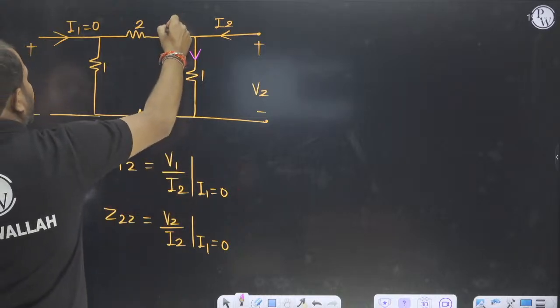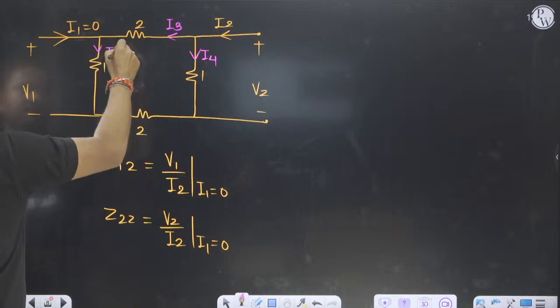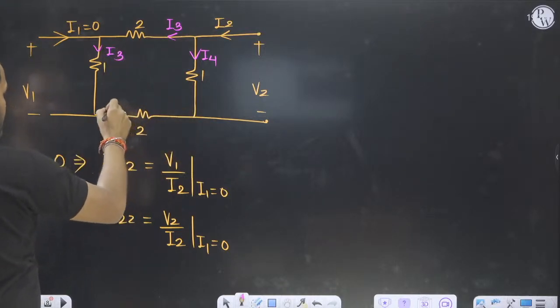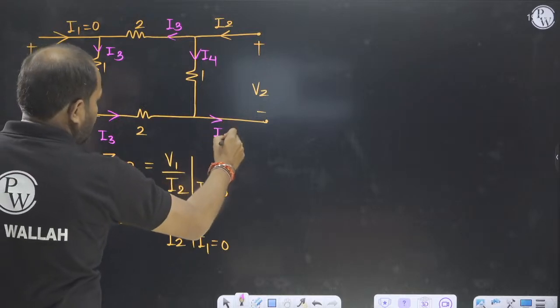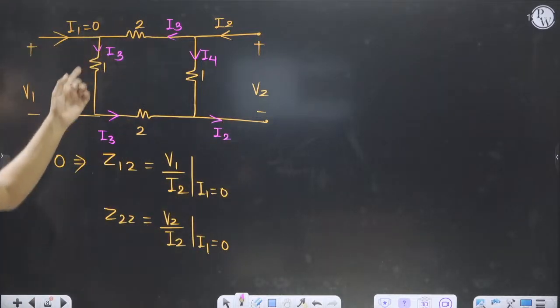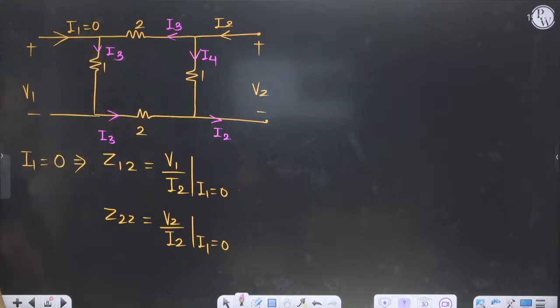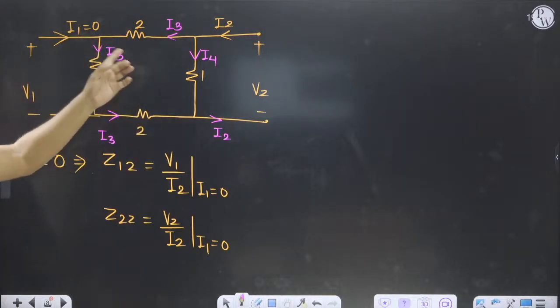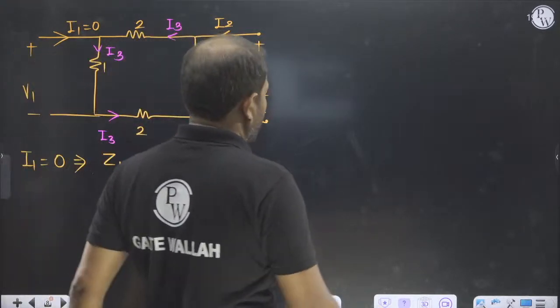Let us assume this is I3 and this is I4, and this is I2. So I3 will go like this. You can think like that. This one is in series condition because the same current is flowing. So 1 ohm and 2 ohm are in series: 2 plus 1 is 3, and 2 more makes 5 ohm. So we can say that this is 5 ohm.